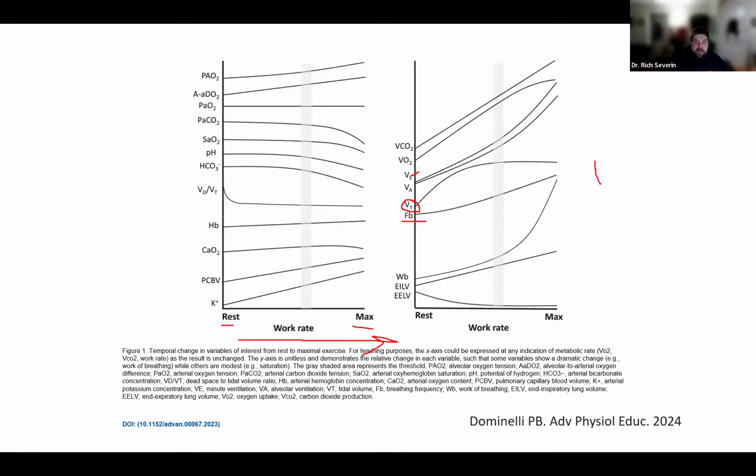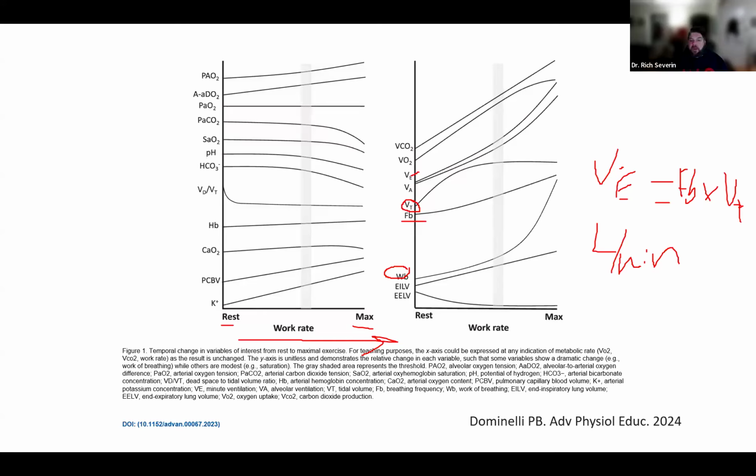So VE, or V dot E, because it's a measurement taken during exercise, equals FB times VT, or tidal volume. So frequency of breath times the volume of breath equals ventilation, the total amount in liters per minute. Now, there's also WB, work of breathing. We'll talk more about this later on in this presentation.